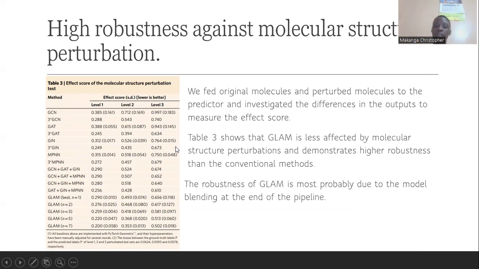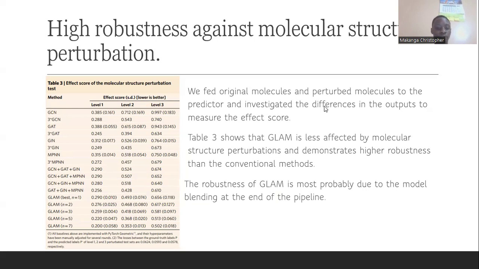The next thing is high robustness against molecular structure perturbation. All methods undergo perturbation when faced with different molecules, so the output is always affected when different methods are faced with perturbed molecules. What the authors did was feed the original molecules and perturbed molecules to the predictors created by the different models and investigated the differences in outputs.